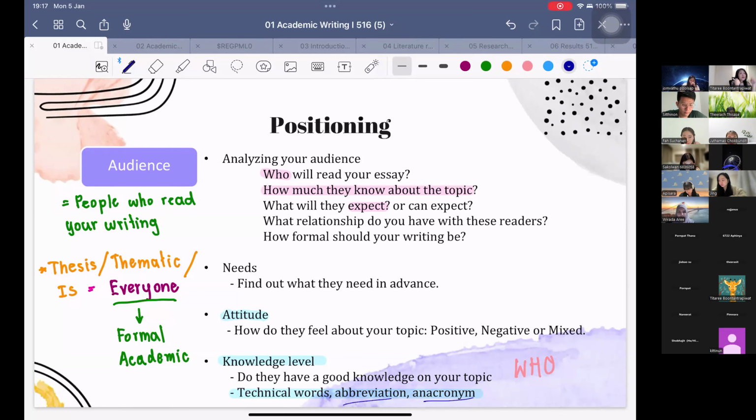There are some tips to remember if you need your writing to be formal and academic. We're going to go through this later, so don't worry about it.